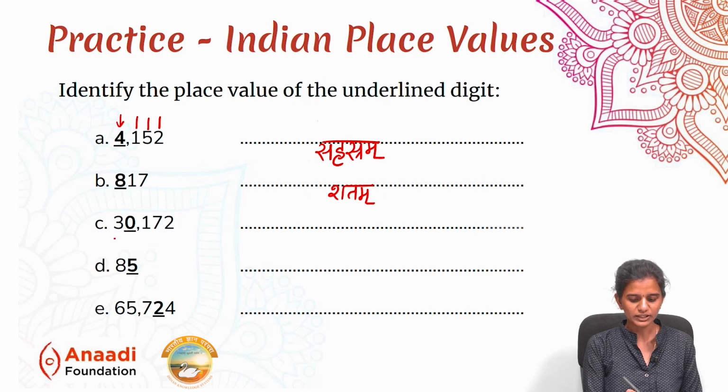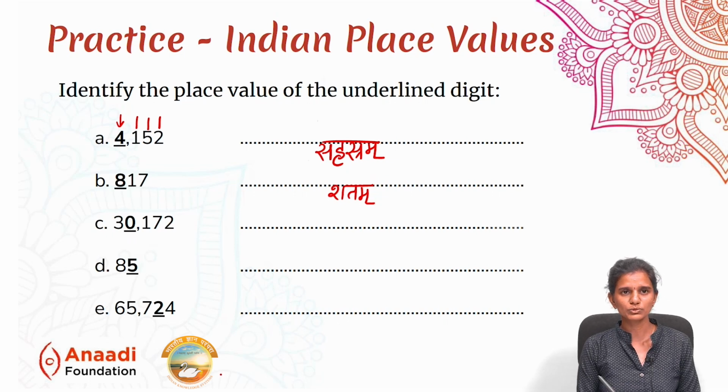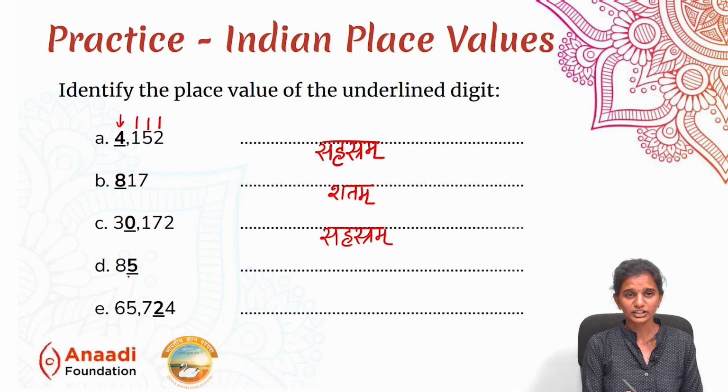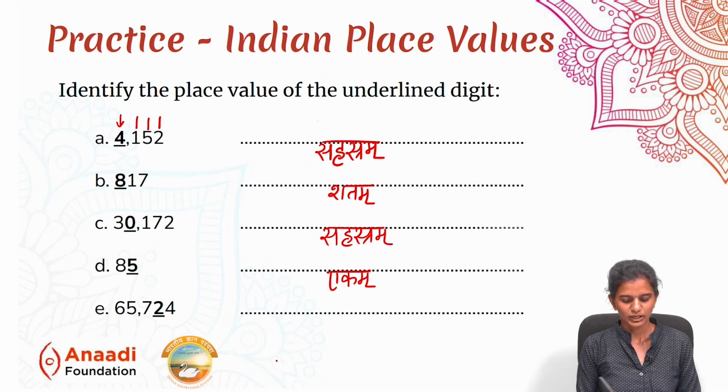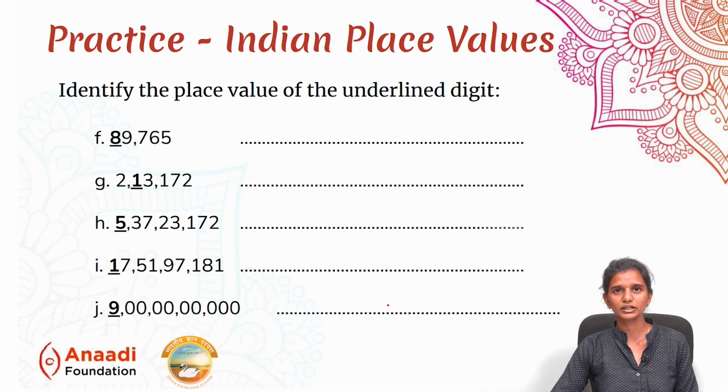Then, 30172. The place value of 0 here is sahasram. Next, 85. The place value of 5 is ekam. 65724. The place value of 2 is dasha. Here are a few more examples. You can pause the video and try to find the place values on your own.